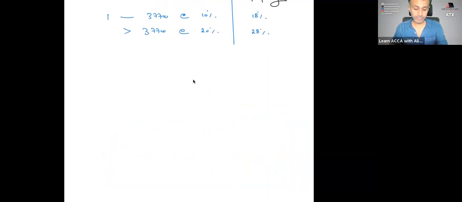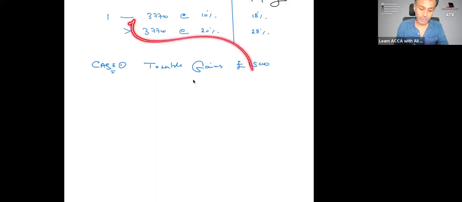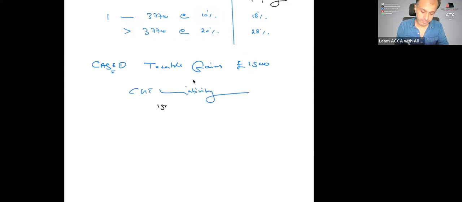So if I have to understand how to make use of this, in my first example the taxable gains are 15,000. I just have to see which band limit it belongs to. If it belongs to the first one, the capital gains tax liability becomes 1,500. Okay with that.